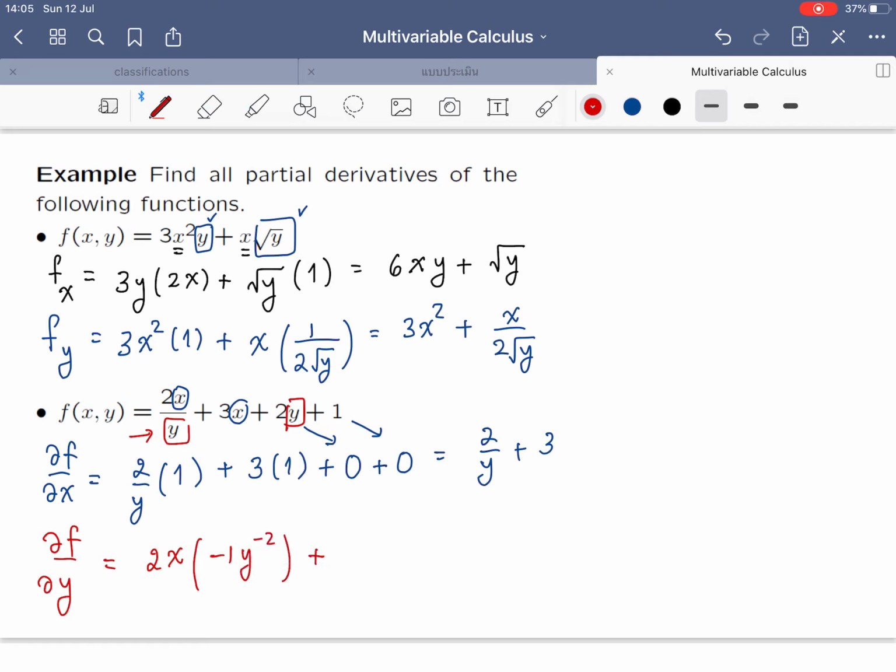And then now all the x are constant, so you have 0. The 2 is a constant, derivative go to y, which is 1. And the 1 is a constant, a derivative goes to 0 as well. So you have negative 2x over y squared plus 2 as your final answer. Okay.